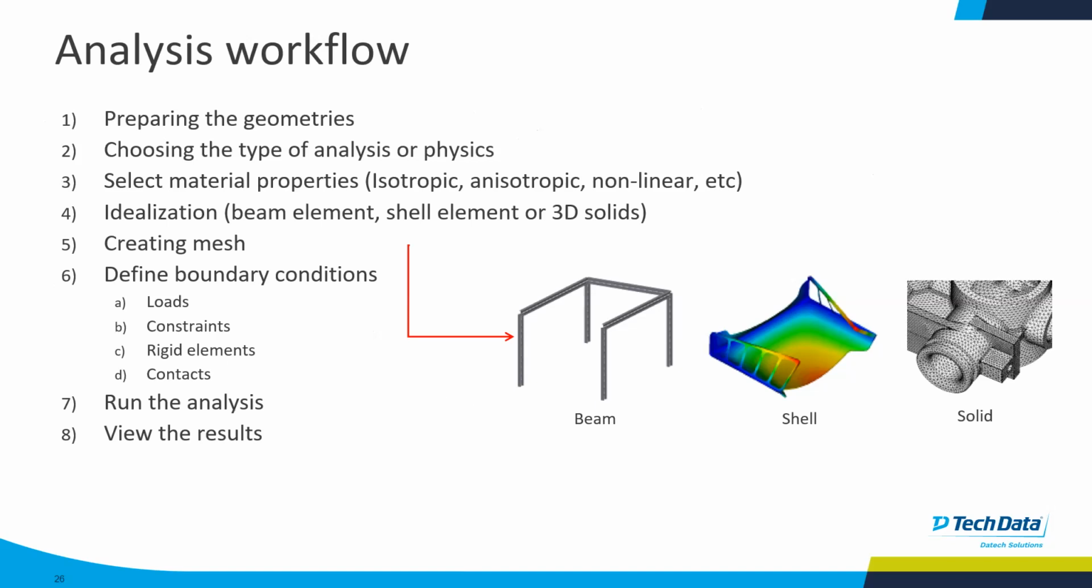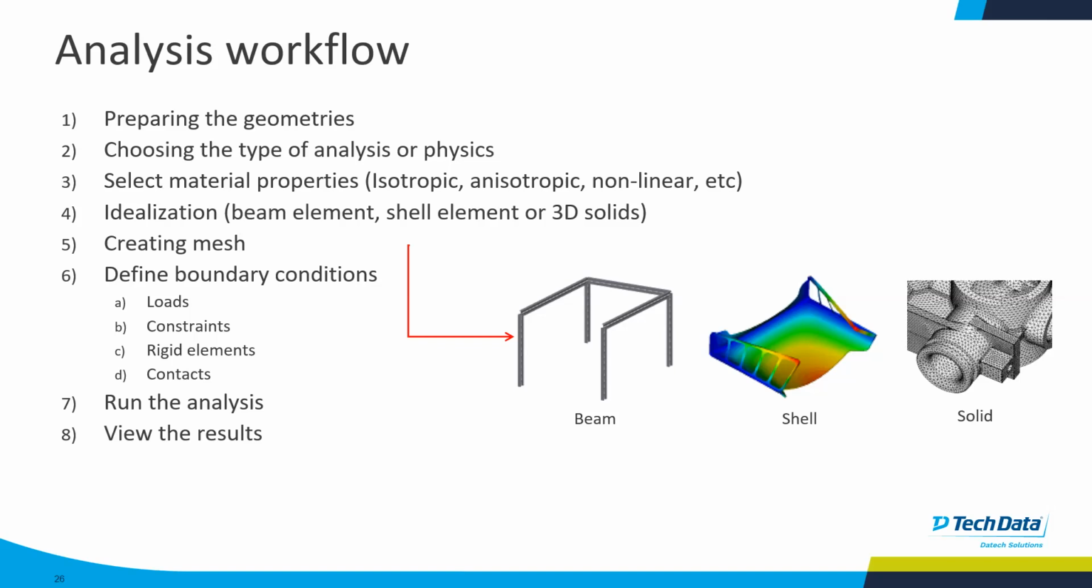Basically it's almost similar to the previous slide. So basically, preparing geometries, choosing the type of analysis or physics to be used, and the material properties that we want to use: isotropic, anisotropic, nonlinear, and so on. And then the idealizations of the studies. It could be beam elements, shell elements, or just 3D solids. Creating meshes and also mesh settings.